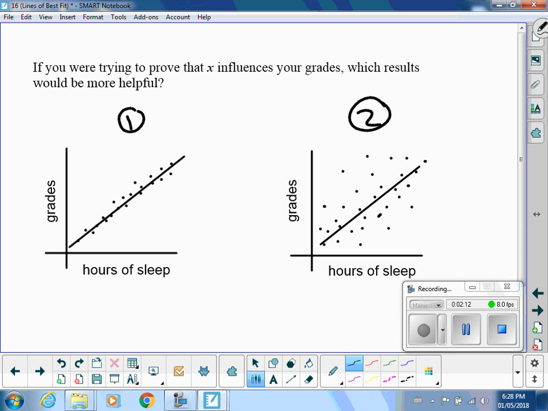If I was trying to prove to you that sleep did affect your grades, which graph would I probably want to use? Maybe talk about that for yourselves for 30 seconds or so, and I'll come back to it.